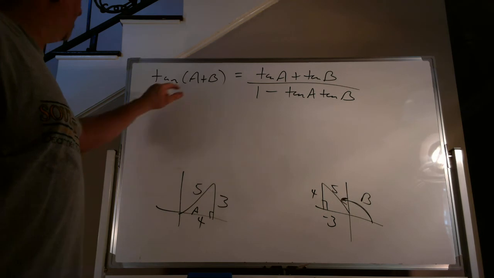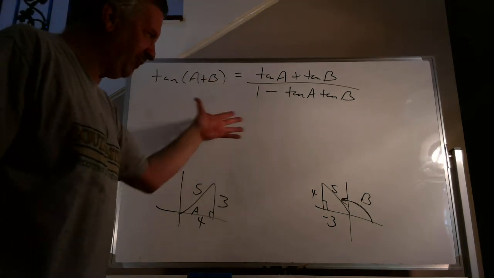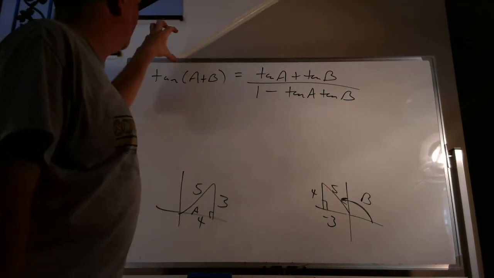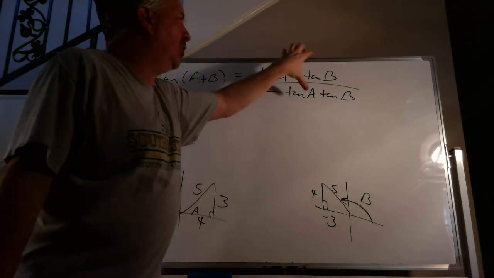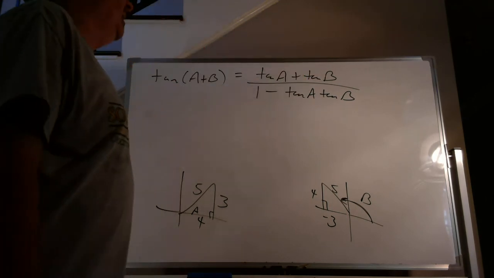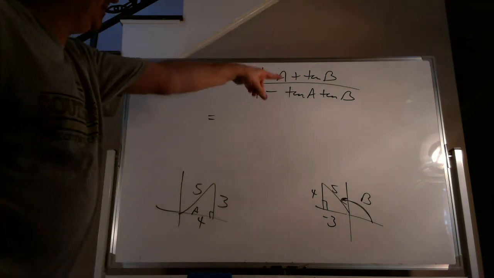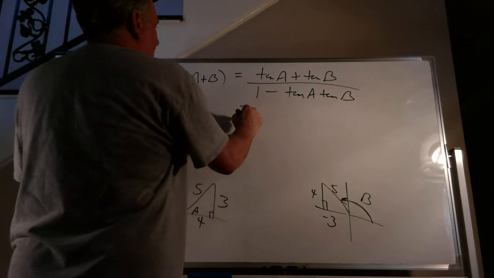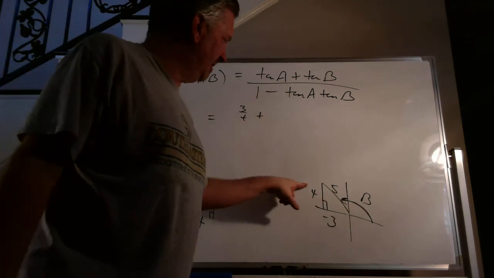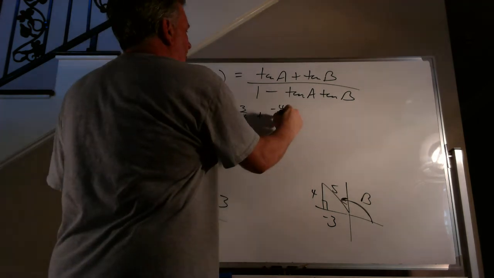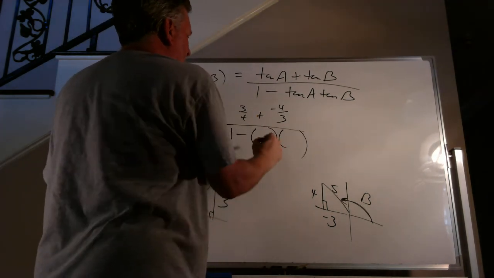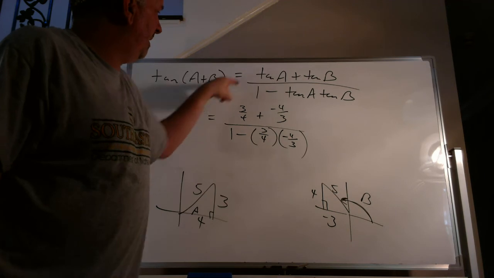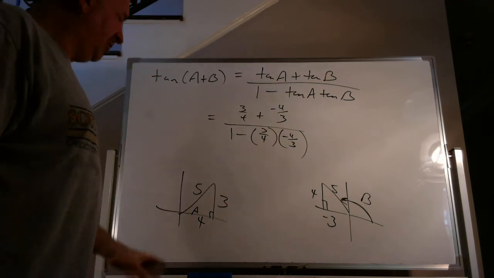And what does this do for us here? I'm trying to find tan of A plus B. I don't have a picture for A plus B. But I have a picture for A and I have a picture for B, so I can plug them in here. So I transferred it from a question about angle A plus B to a question about angles A and B. And now we can just plug in, can't we? Because tangent of A and tangent of B we can get from our pictures. Tangent of A is 3/4. That's 3/4 plus tangent of B, which is minus 4/3, over 1 minus tangent of A, which was 3/4, tangent of B, which is minus 4/3. So now it's just a matter of simplifying.